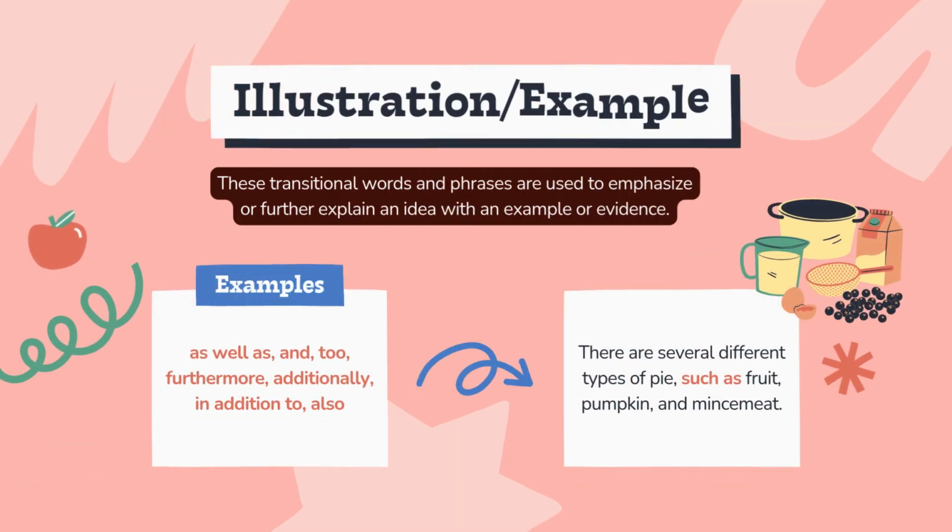Illustration, example. These transitional words and phrases are used to emphasize or further explain an idea with an example or evidence. Examples are as well as, and, to, furthermore, additionally, in addition to, also.